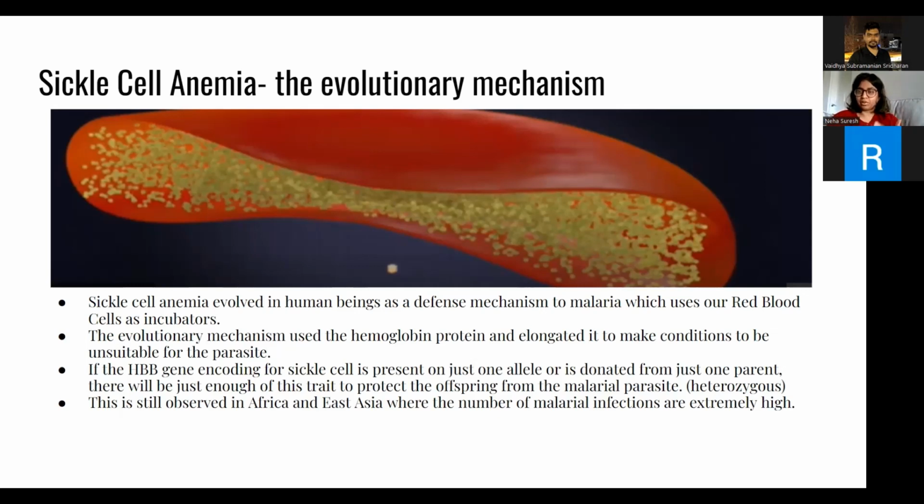In fact, it conferred some kind of immunity to the person who was infected with malaria. So the gene was present in just one allele. This protective element of sickle cell anemia is still observed in Africa and East Asia, as the number of malarial infections is still extremely high.